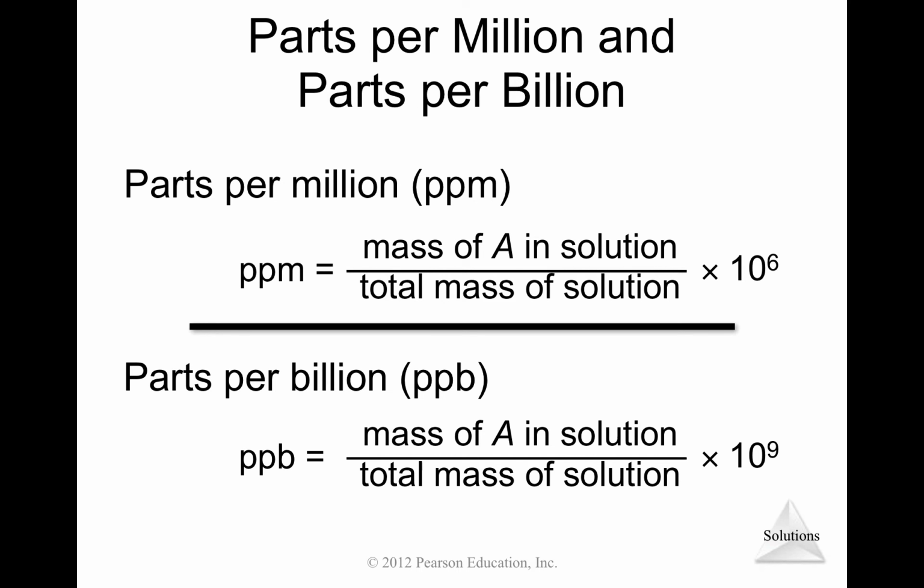Parts per million, parts per billion. This is when we have very small concentrations, right? So it's the mass of A in the solution divided by the total mass times 10 to the 6 for parts per million, and the mass of A in the solution divided by total mass times 10 to the 9 for parts per billion.